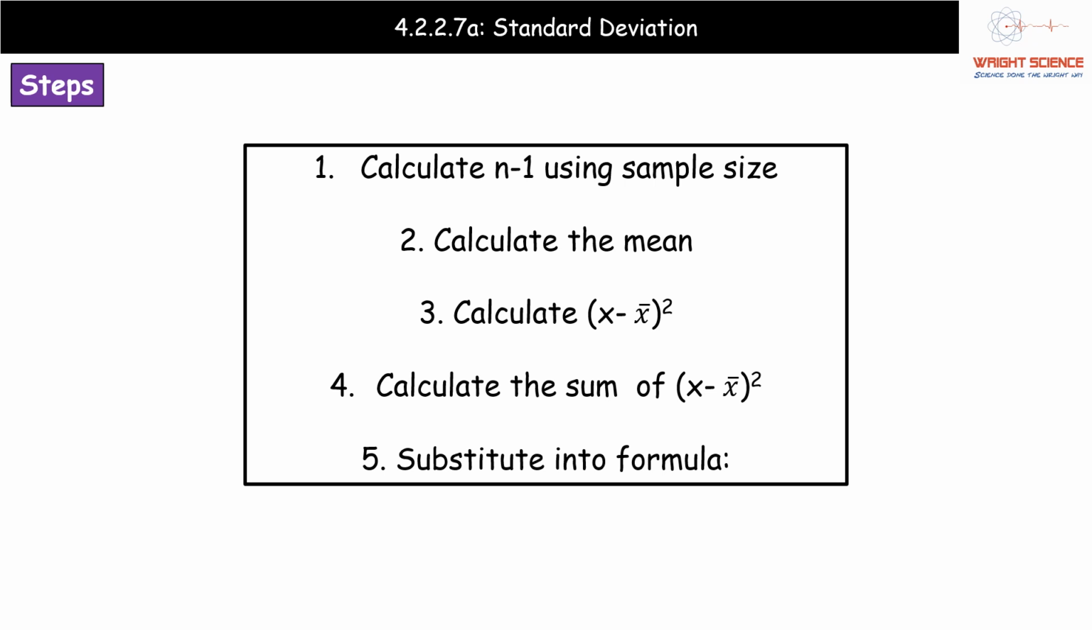You can then calculate the mean, so obviously add up all of those individual values and divide by however many there were. We're then going to calculate the X minus X bar squared. So what that means is for each data point, you obviously need to do your data point minus the mean and square that for each value in that table. We then add all of those together, and then we can substitute the values that we've calculated into the formula.